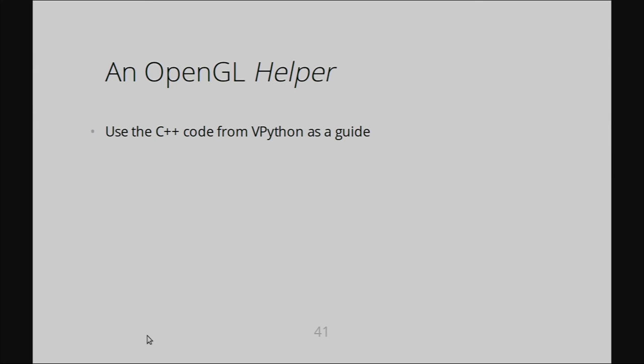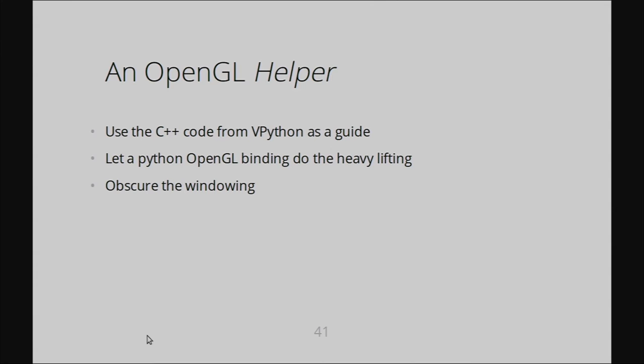So the idea here is VPython established a really nice API. So what if we extract that from the C++ code, but let some other Python project that has already done a lot of hard work on making OpenGL cross-platform Python hooks do the heavy lifting? And then the final thing we want to do is obscure the windowing. So this is one advantage that Pyglet has over PyOpenGL, is that they make the windowing really easy.